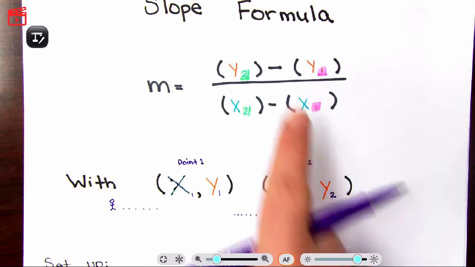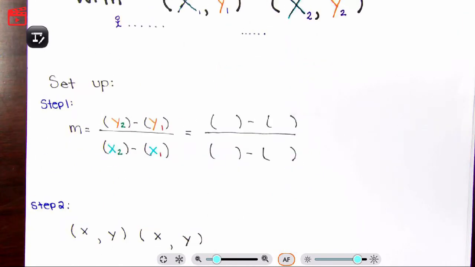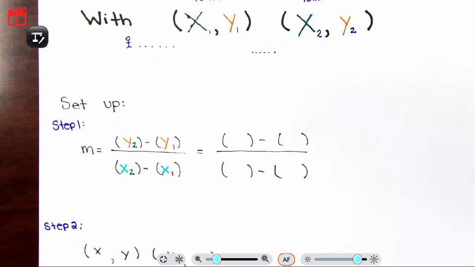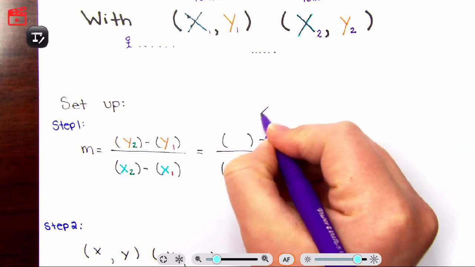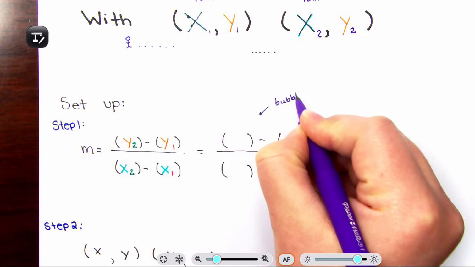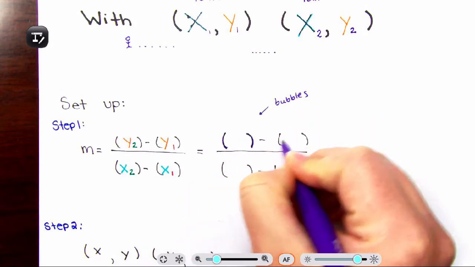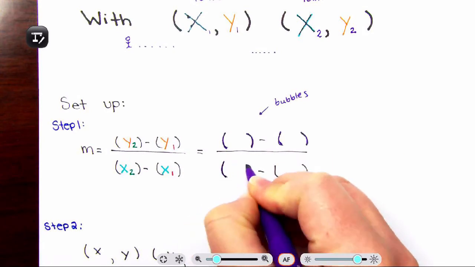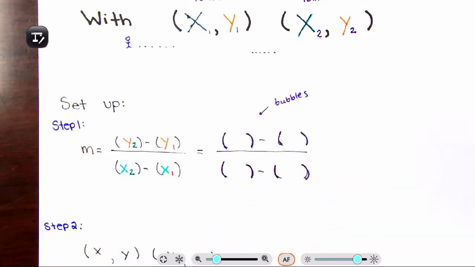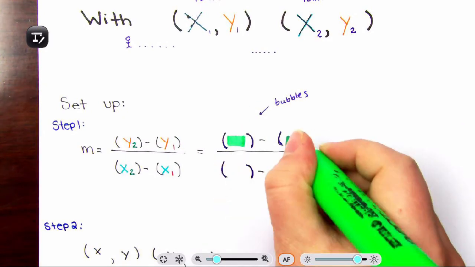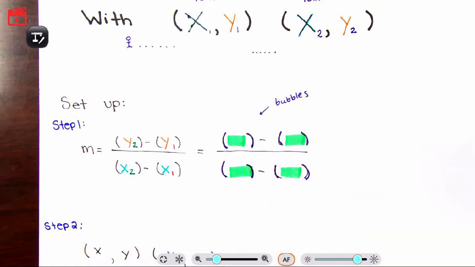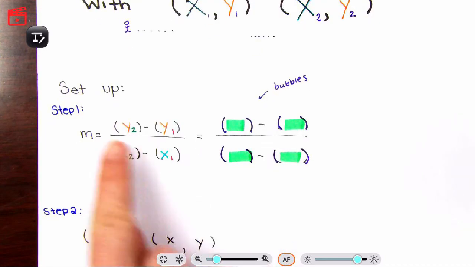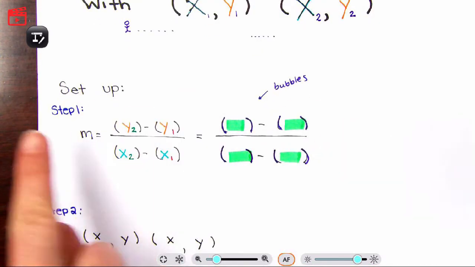So how do you set up the formula? Here's your formula. Here's your labeled points. To set up the formula, you're going to do what I call a setup. You're going to do the formula equals bubbles. I call these bubbles. You want to put the parentheses in, but nothing inside of them. The reason you want to do that is because you want to have those empty bubbles so you can write in those values. There's going to be 4 things that you're going to put into the formula. This is always going to be your setup. Set up the problem this way.